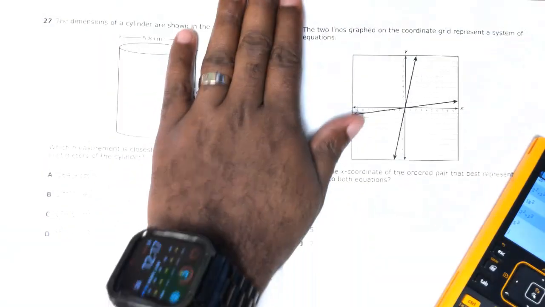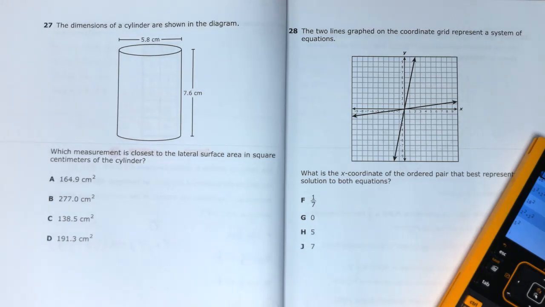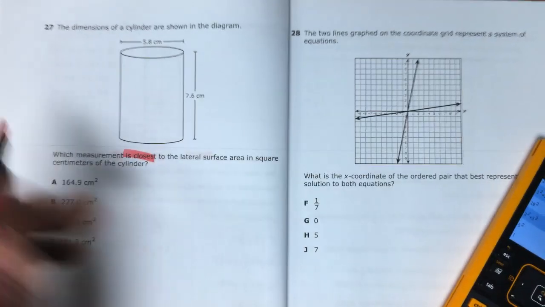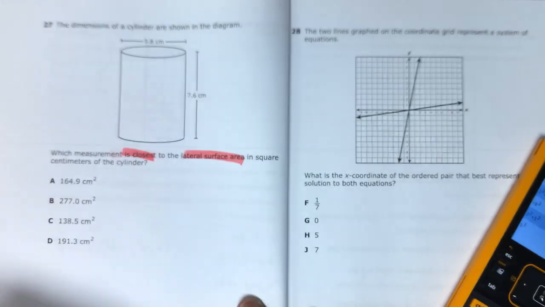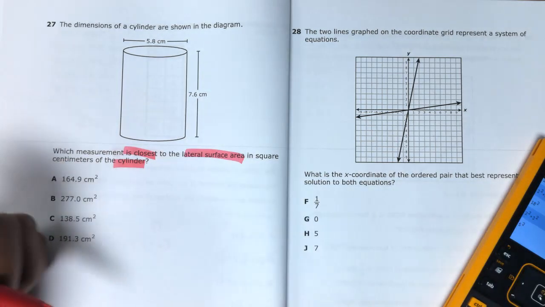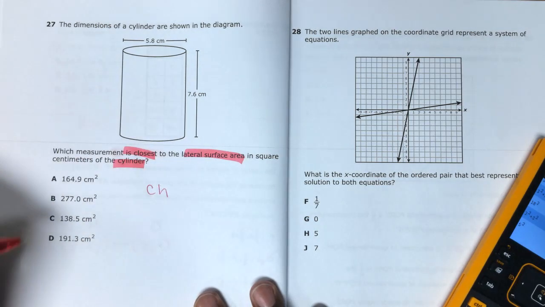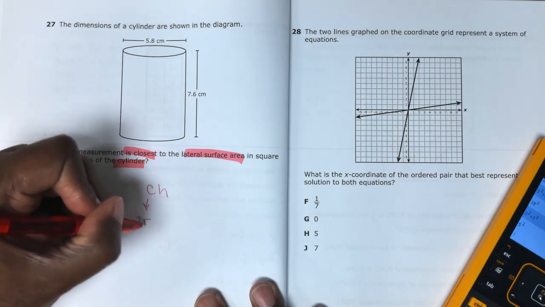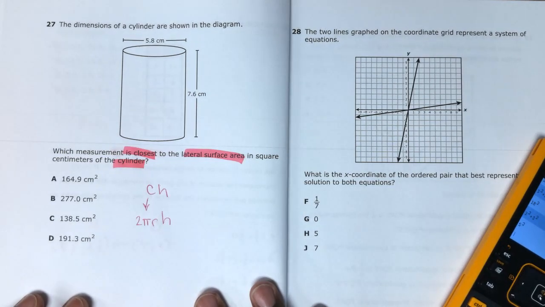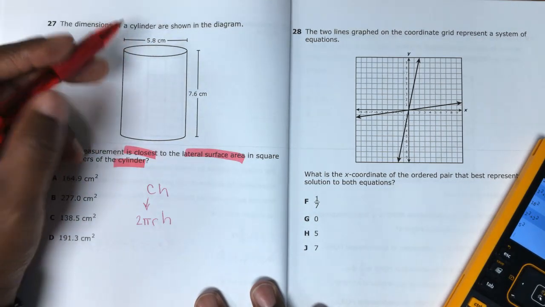All right, number 27, we are actually moving pretty good. The dimensions of a cylinder are shown in the diagram. Which measurement is closest to the lateral surface area in square centimeters? Okay, so we're going closest, so we're not going to be exact on our answer. We want lateral surface area, and it's a cylinder. Okay, so if I were looking at my formula sheet, I would see that lateral surface area, as I taught my class, is the circumference times the height. We know circumference is 2 pi times r, okay, times the height. Or if you're really fancy, you could do diameter times radius. But we're going to do 2 pi r.